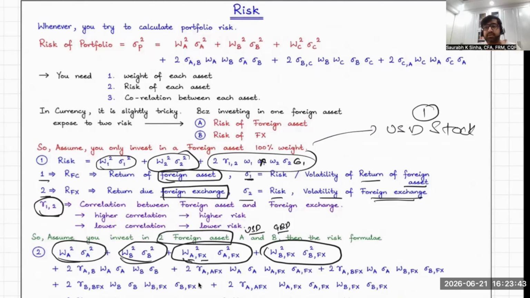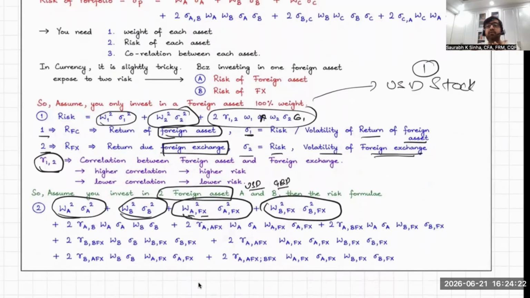But how many correlation terms? Because of four assets, there would be six correlation terms. First, the correlation between USD and GBP. The second is between USD asset and USD FX. The third is USD asset and GBP versus INR FX. Right? So three because of this, this, and this. Then the correlation between the two. Then the correlation between this. So if you keep on writing, there would be in total six correlation terms.